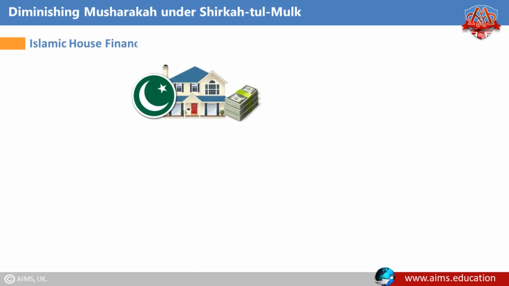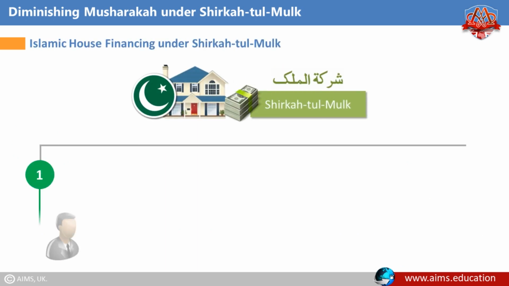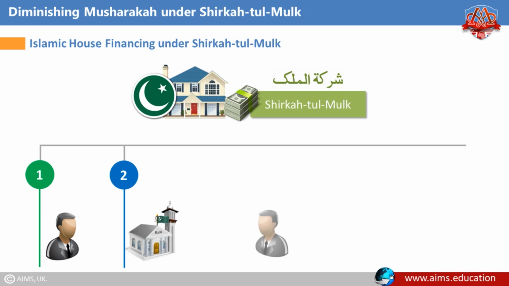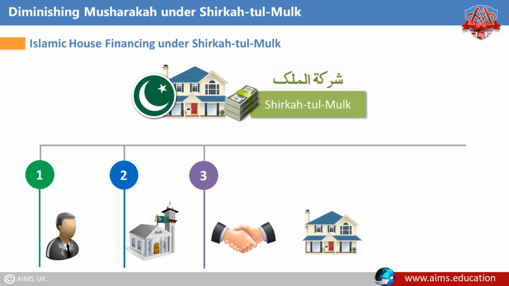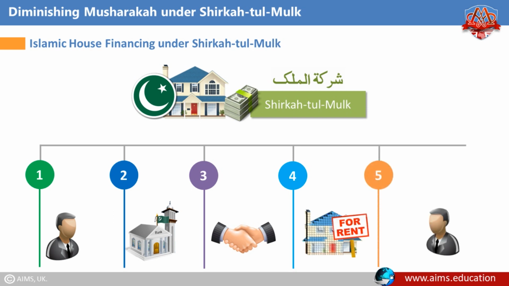Islamic house financing under Shirkatul Mulk. The client chooses the house. The Islamic bank and the customer enter into a musharakah agreement. Joint ownership is created in the property between the bank and the customer. The bank's share is divided into units and is given to the client on rent. The client promises to purchase the bank's share over the tenure of the transaction. After taking possession of the house, the bank rents out its share to the client through ijara.